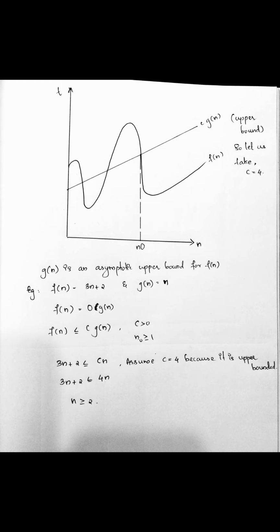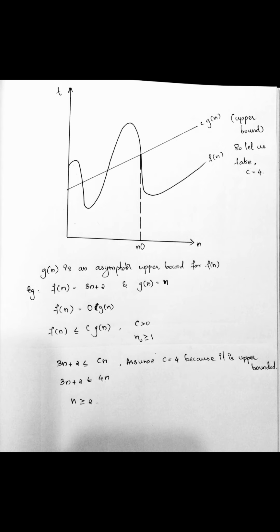In the y-axis is t, which indicates time it takes for the function to complete. Here c g of n is present in the upper bound. So let us take c equal to 4. g of n is an asymptotic upper bound for f of n.